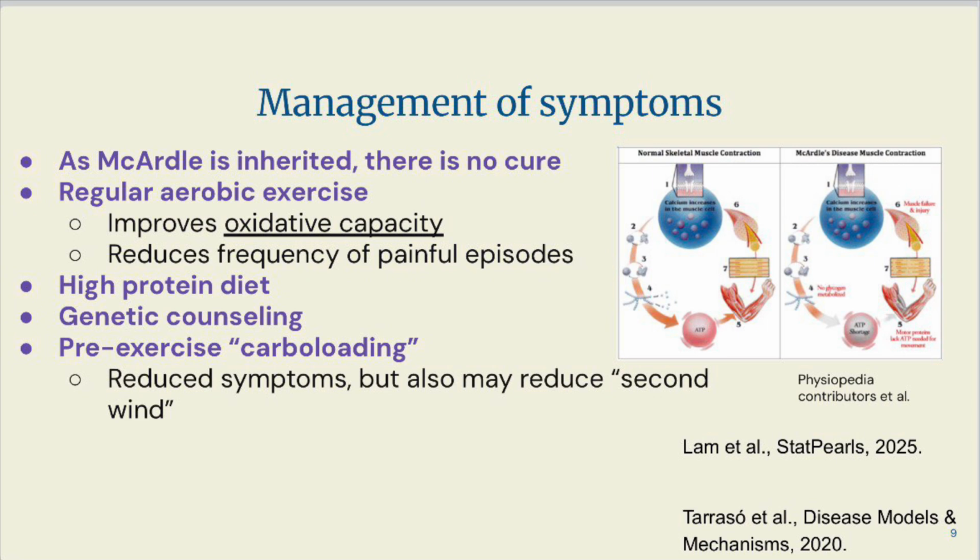Other ways are having a high protein diet and genetic counseling. And then lastly, pre-exercise carbo loading, which can help reduce symptoms. However, there's a trade-off with that. It reduces your second wind, so that is a strategy that kind of varies depending on your situation.